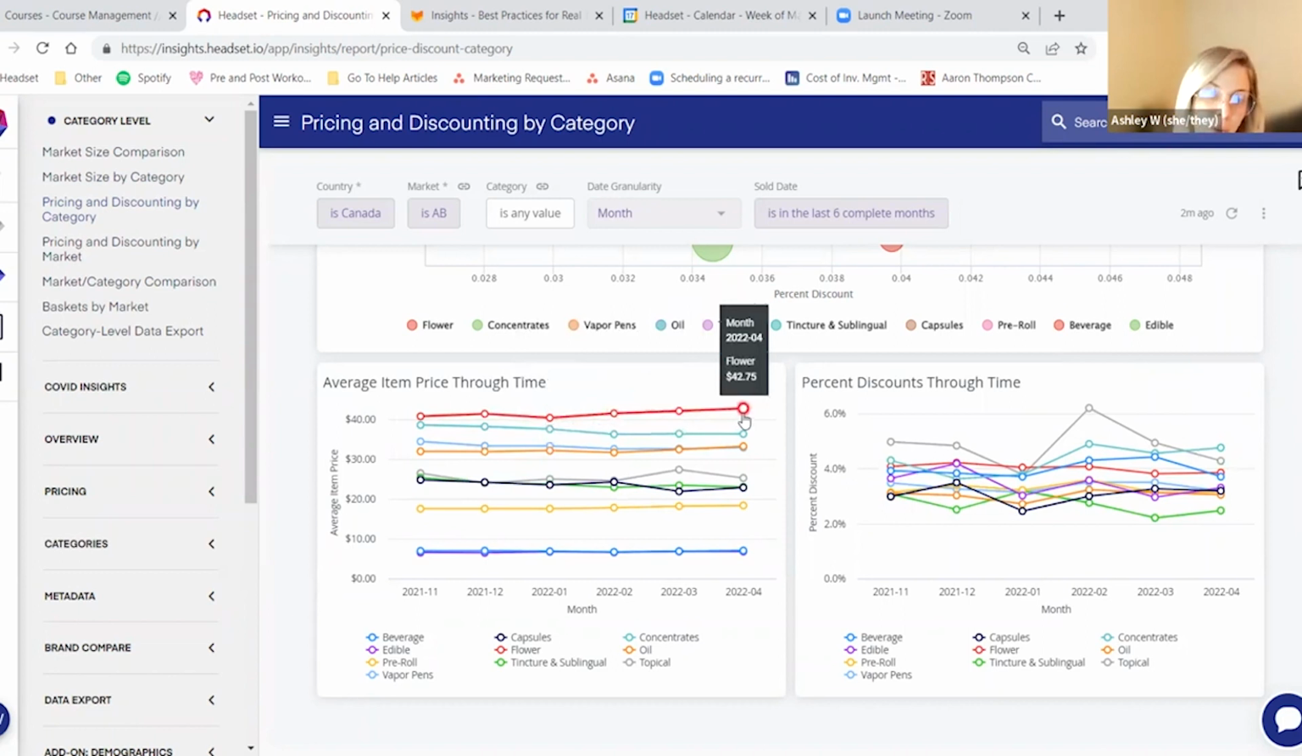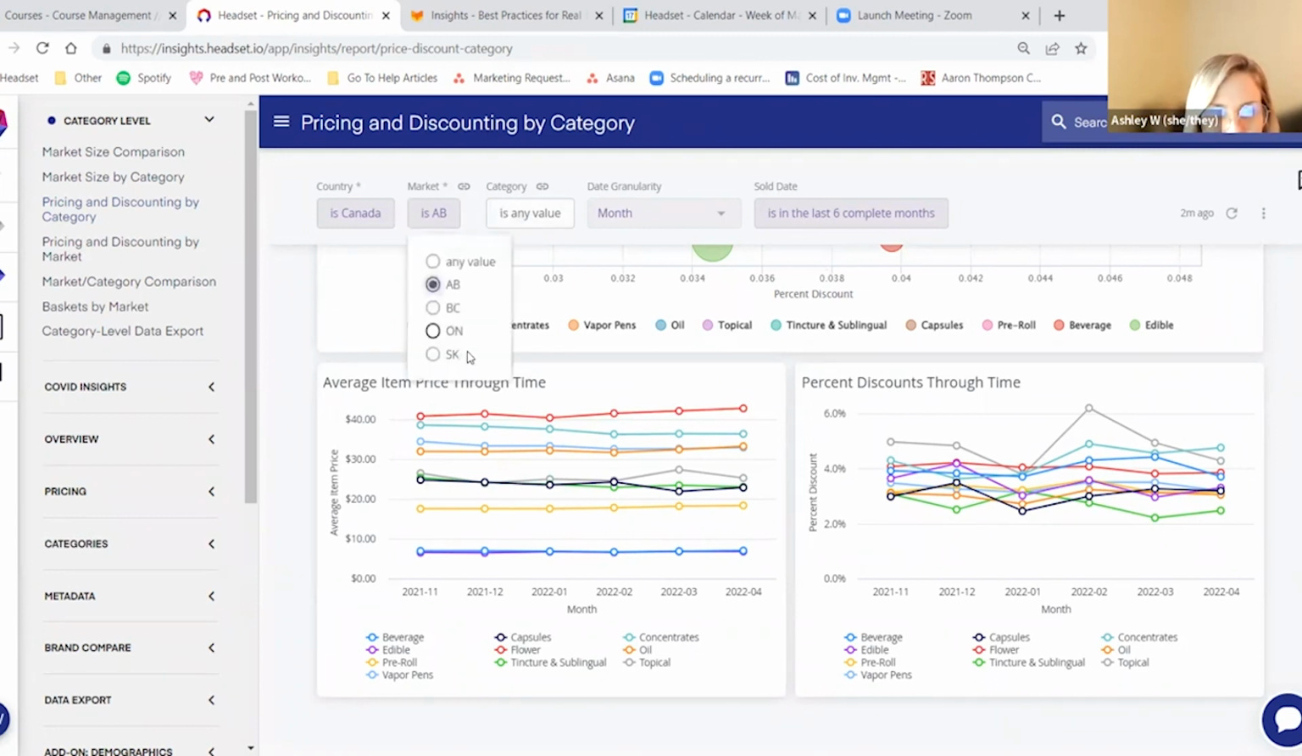Again, this is across all package sizes, so that could be a change in package size dynamics, maybe a shift towards larger package sizes. We'd have to really get deeper into the data to understand what's impacting that trend, but it's a good place to start and be like, oh, average price of flower in Alberta is actually ticking up. Most places it's ticking down, so it definitely caught my eye.